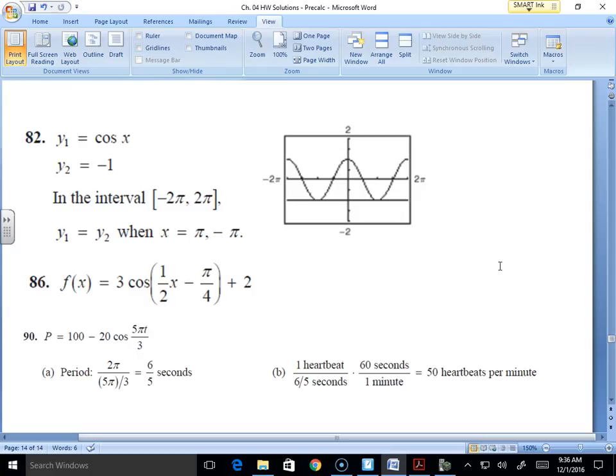And guess what? It was -3.14159. Who's that? Pi. And then it was 3.1415. So that's why they were able to get the negative pi and pi.